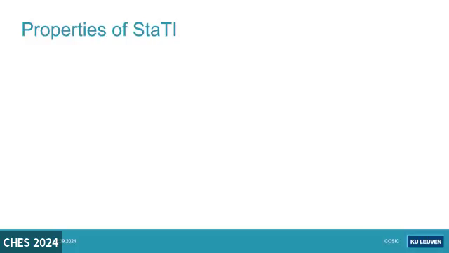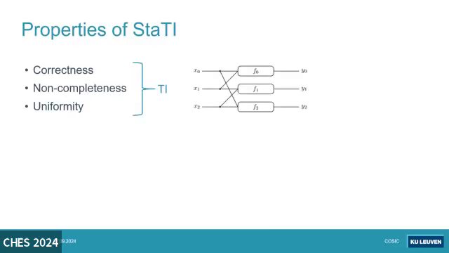Okay, so now we know everything about the countermeasure, the basics and our security model, and let's see the properties of the countermeasure itself. First, we have correctness, non-completeness, and uniformity, and these three properties actually come from TI. Correctness means if we give an input to the function, then we get the sharing of the desired output. And non-completeness means each of the coordinate functions operates on data that is independent of the secret input.